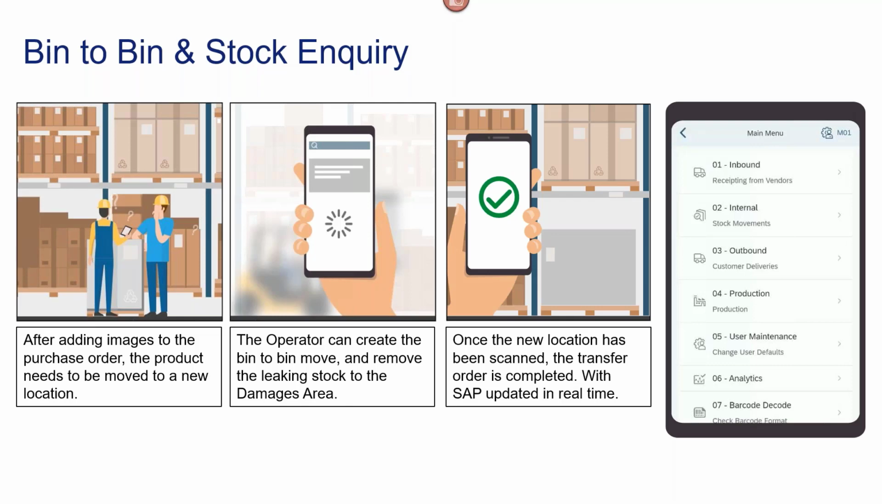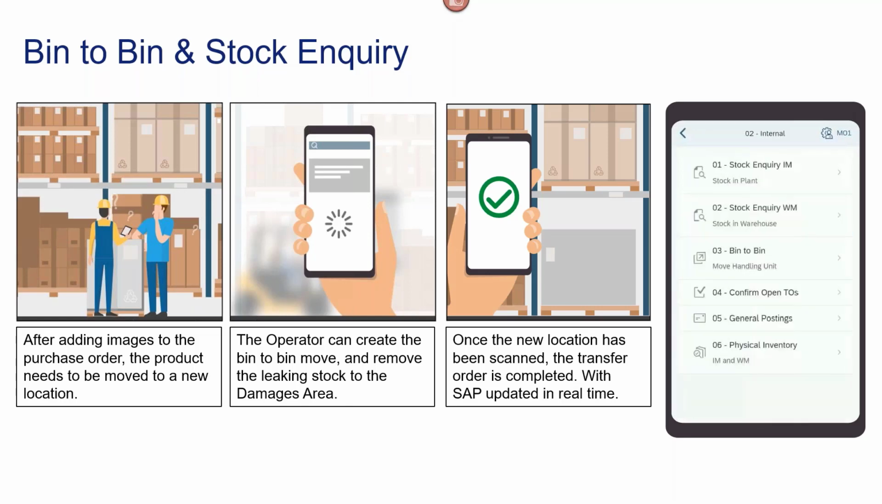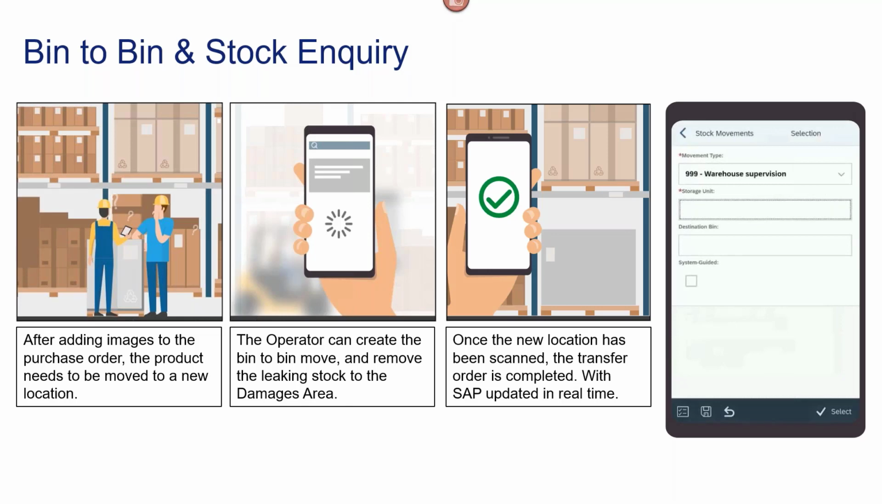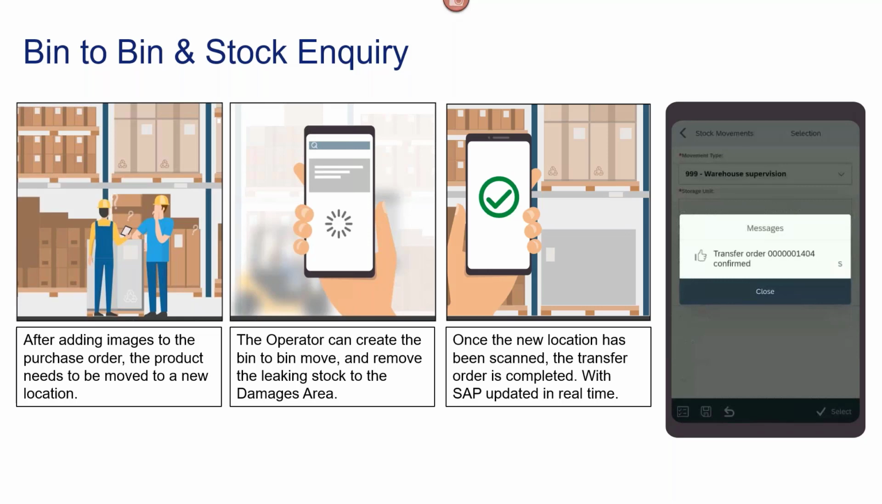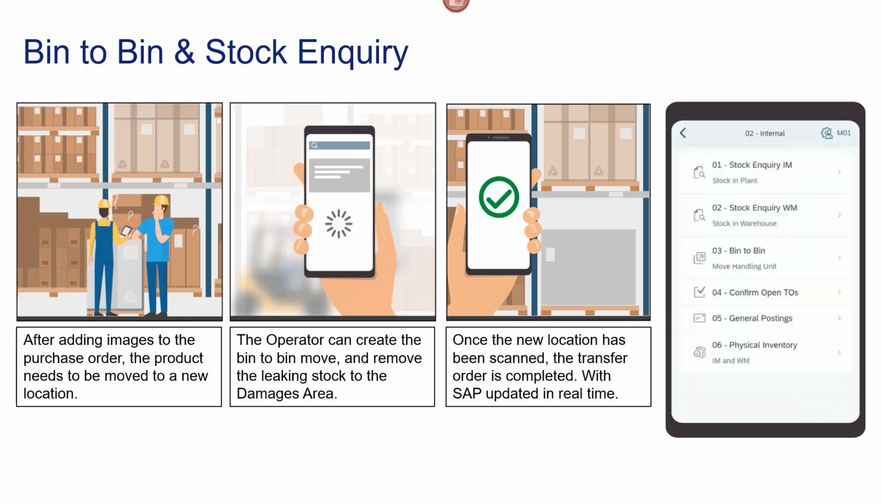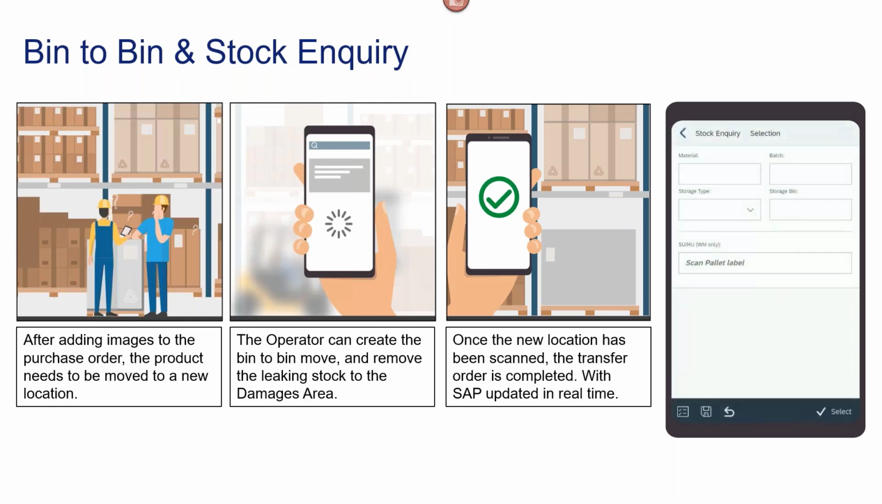So the operator does this by going into the internal storage section, into bin to bin, and then scans that pallet label. And then we can see the current storage bin of 275. We're going to scan the quality bin, and we've checked the confirm immediately box. So this is creating and confirming the transfer order in one quick and easy step. So this is updating directly in SAP in real time.